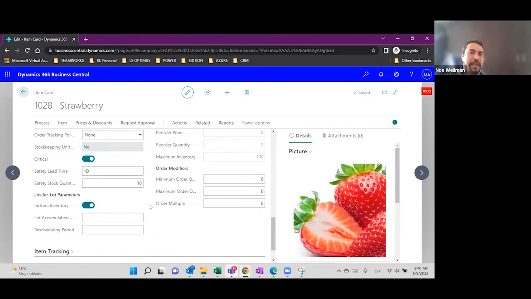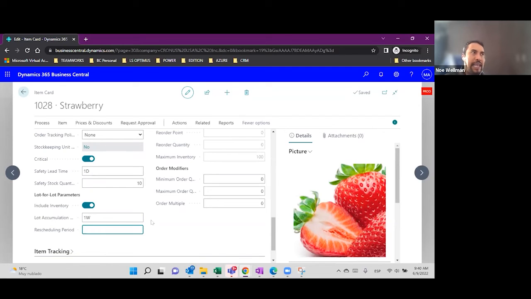So to speak, now I'm going to speak as a supermarket. The lot accumulation period is here, and I will say, okay, please, Business Central, verify in 1 week all the sales that you have had. That's why I'm entering 1 week. The program will combine all the requirements into 1 week, into one replenishing process.